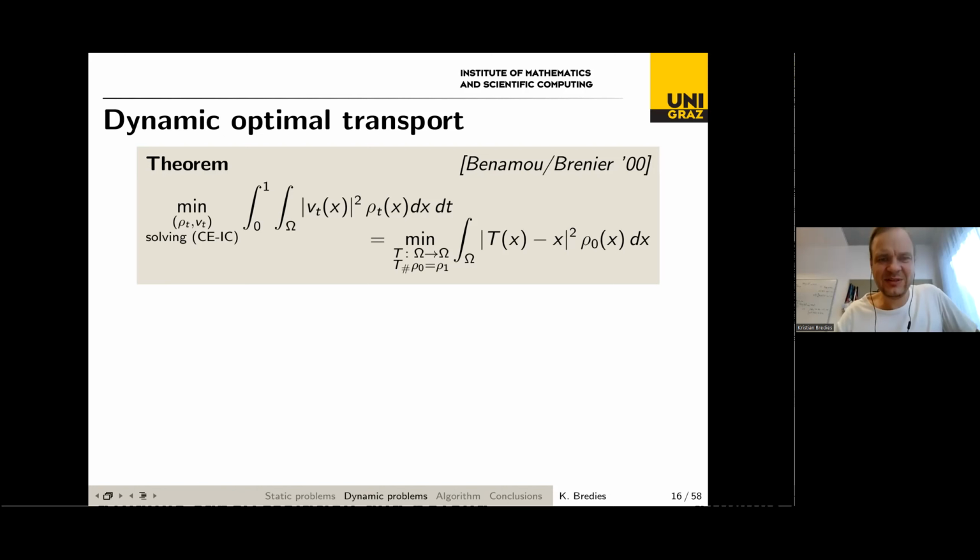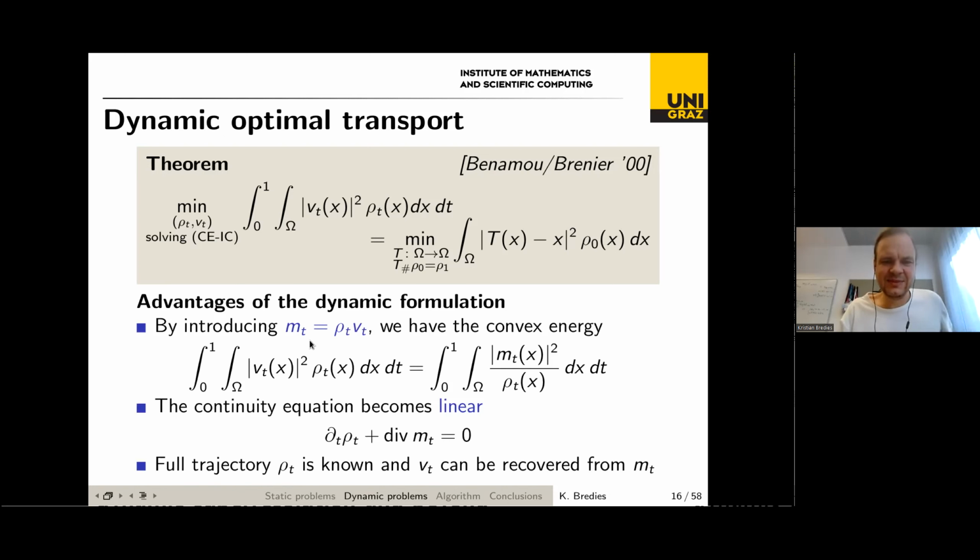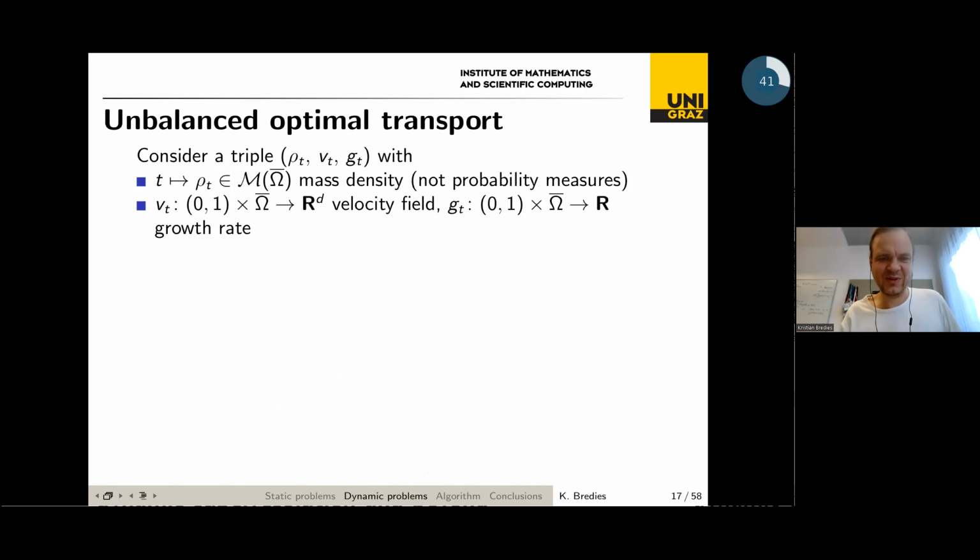And dynamic optimal transport has certain advantages. For instance, if you do a substitution and say the momentum field m is mass times velocity, then this energy becomes convex and the continuity equation becomes linear. So you're solving a convex minimization problem subject to linear constraints. And this is actually of a little bit lower dimension than the usual convex relaxation. And once you can solve this problem, you also know the velocity field, and then you can find the optimal transport map.